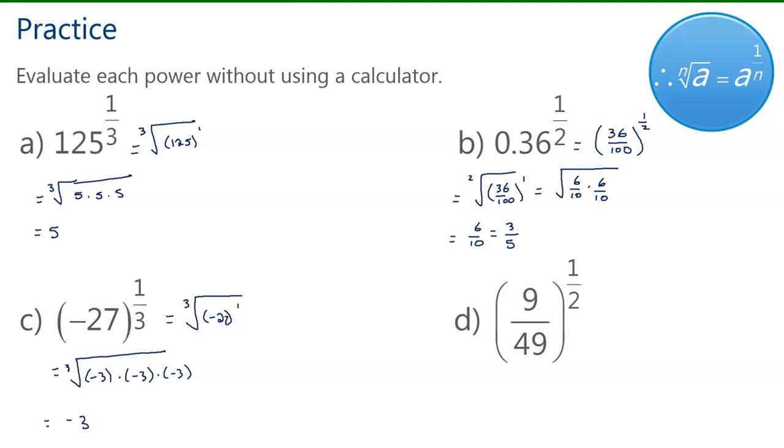For D, 9 over 49 to the exponent 1/2 is really the square root, and I'll put the 2 in there now, of 9 over 49 to the exponent 1, which is really the square root, no need for the 2 now, of 3 over 7 times itself, 3 over 7. So our final answer is 3 over 7.